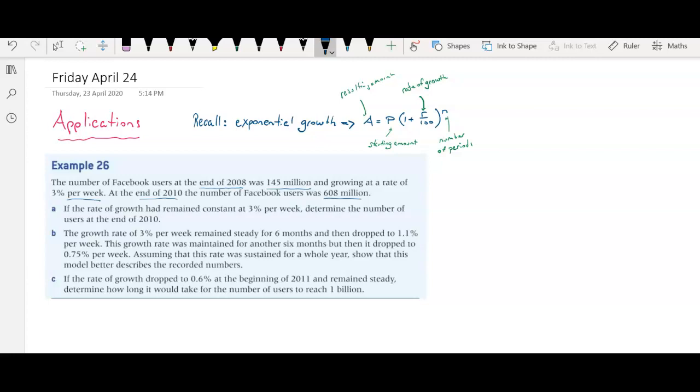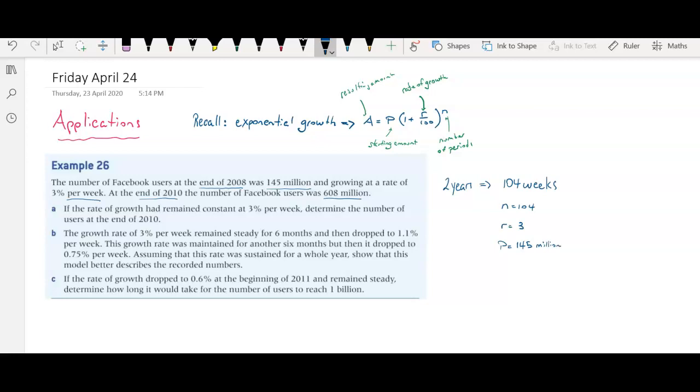So we've got 2 years, but it's 3% per week, right? 52 weeks a year. That's 104 weeks, so that means that N is equal to 104. R is equal to 3%. And what else do we need to know? P is equal to our starting amount, which was 145 million. All right, 145 million.